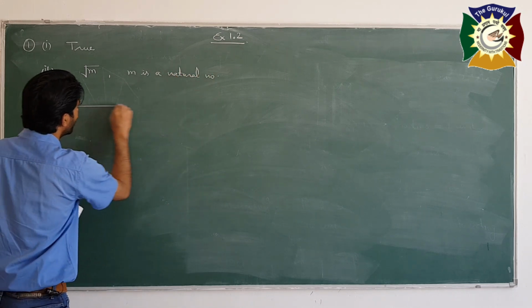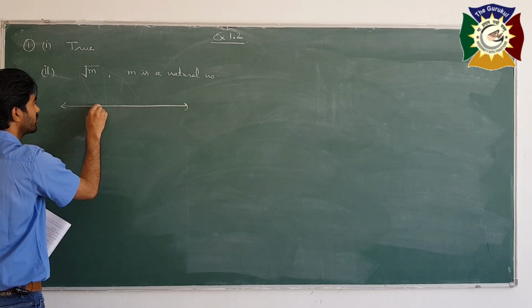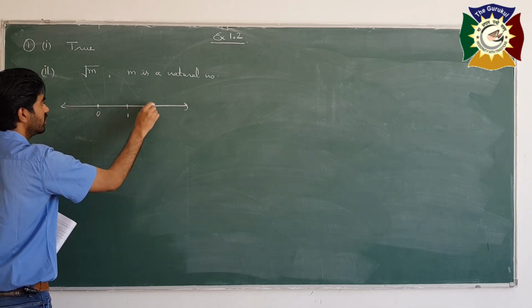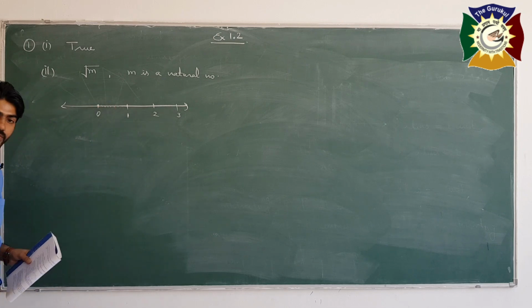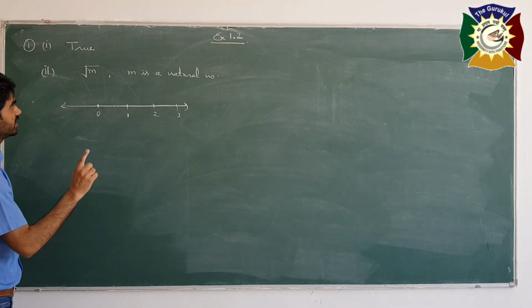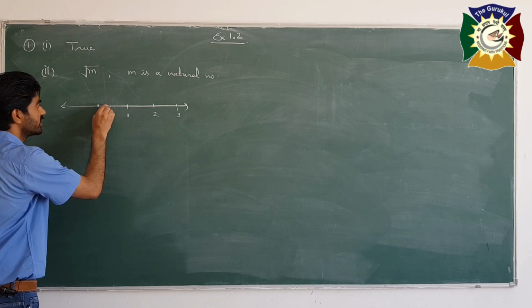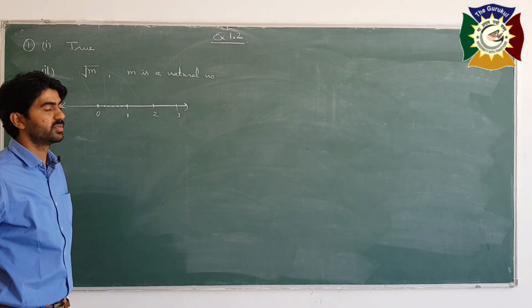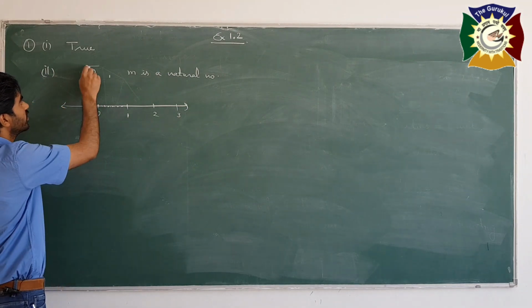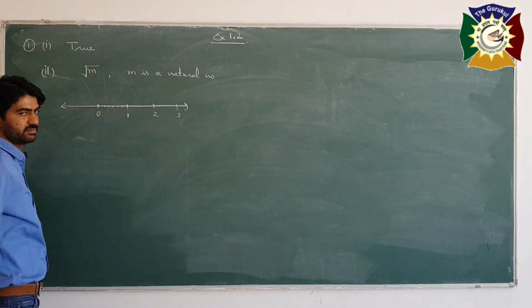They are saying that all the points, if I put 0, 1, 2, 3, there are also many points on the number line. What is the statement? That all these points, this point, this point, this point, all the points on the number line, they are the square root of some natural number.